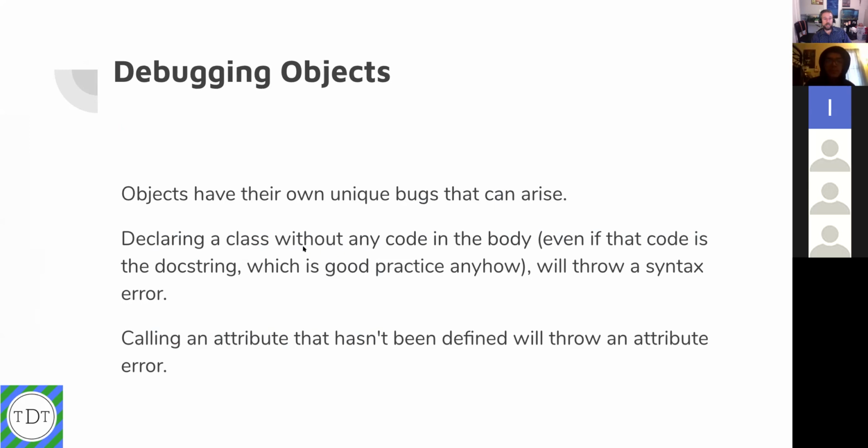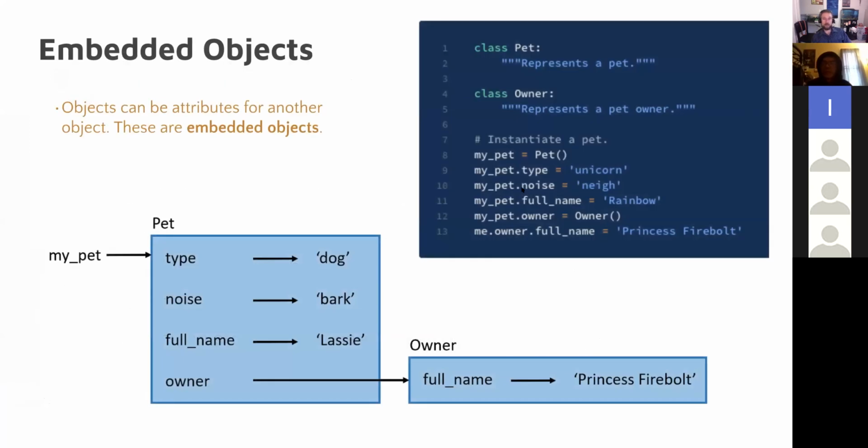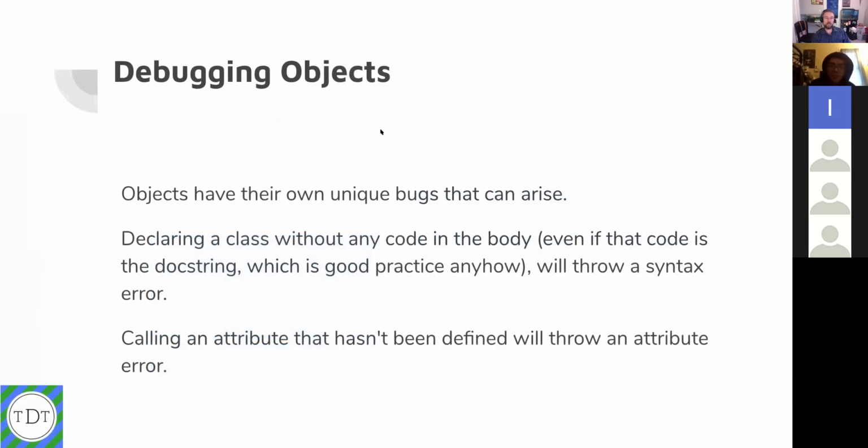Declaring a class without any code in the body, just like we did actually here, this is declaring a class without code in the body, that will actually come up with an error. So this is an outline of code. This isn't full code, just so you know. It'll throw what's called a syntax error. If you call an attribute that hasn't been defined, we'll throw an attribute error.